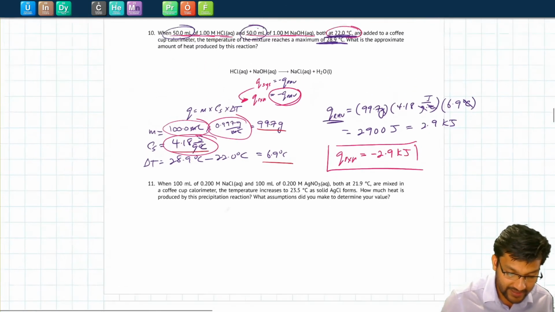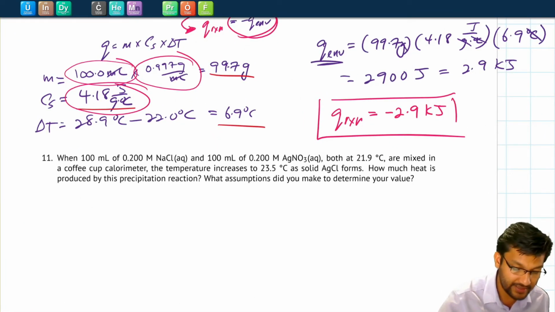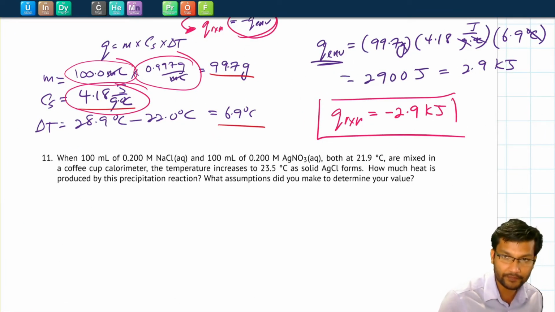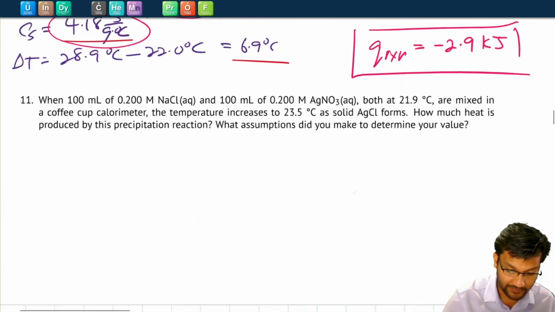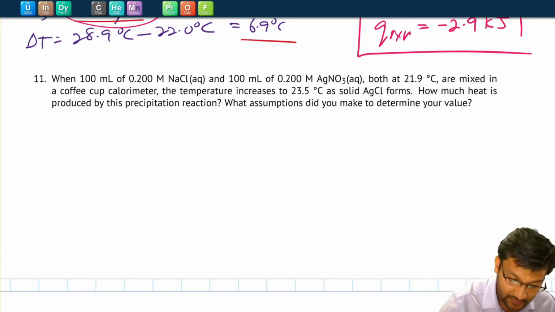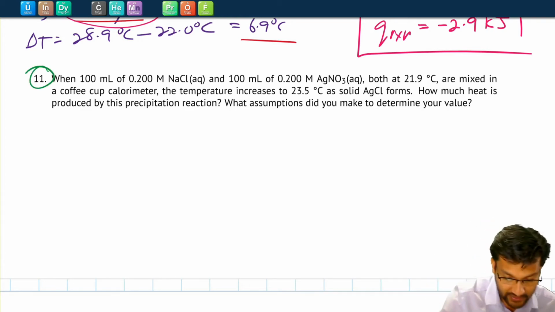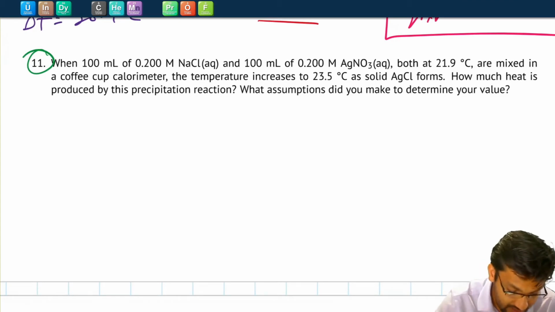All right, hopefully that gives you some clues now. We can find heat of reaction by finding the heat for the environment, which is usually the solvent that the reaction is happening in, made up of mostly water. Try number 11 by yourself if you haven't yet, and then pause the video and I'll go over that with you. Okay, so number 11 is very similar.